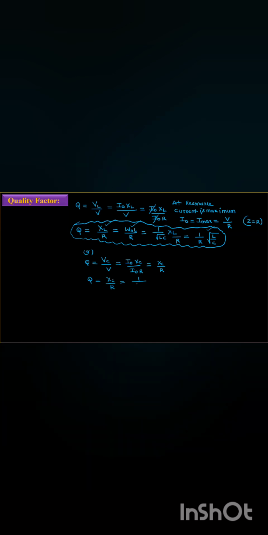How to write XC? 1 by omega naught into C, 1 by omega C. But this is at resonance. All these are at resonance condition. The quality factor is defined at resonance condition.